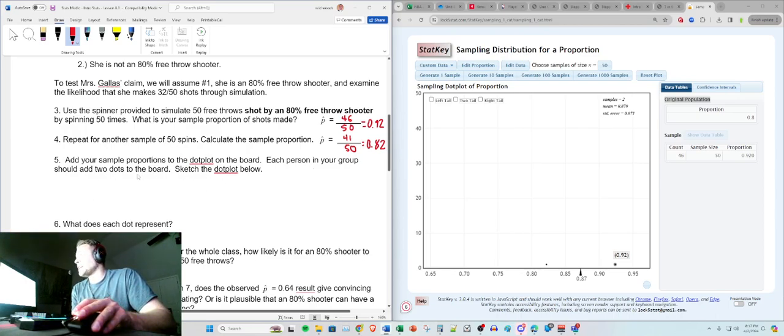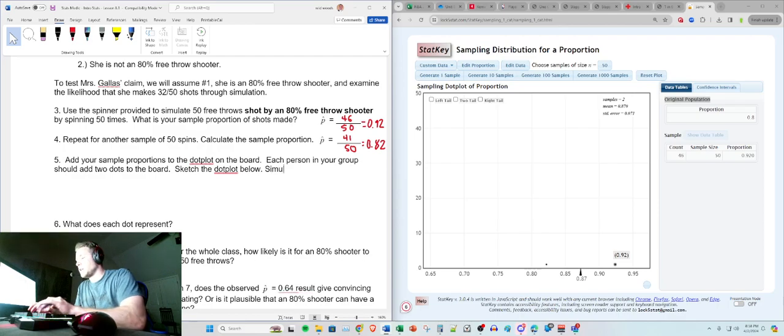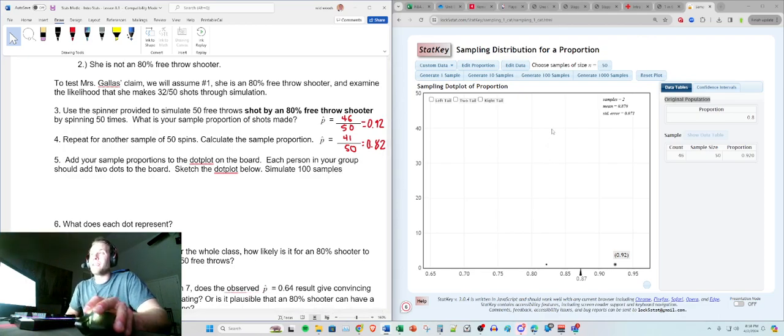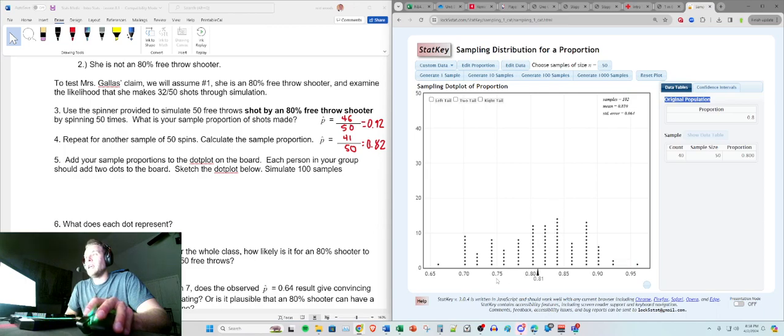Each person in your group add 2 dots to the board. We're going to actually do this instead. I'm going to simulate. We have 2 samples so far, so we're actually going to simulate. Let's do 100 samples. I guess technically it'll be 102, but let's do this 102 times. So I have 102 samples here.